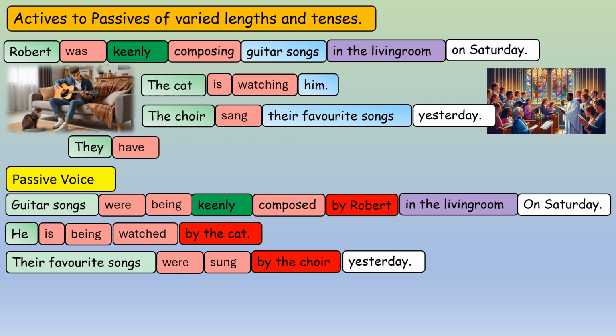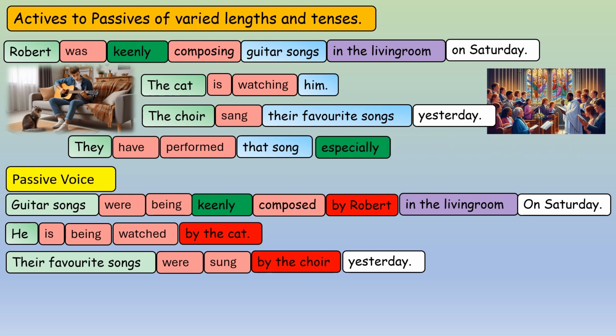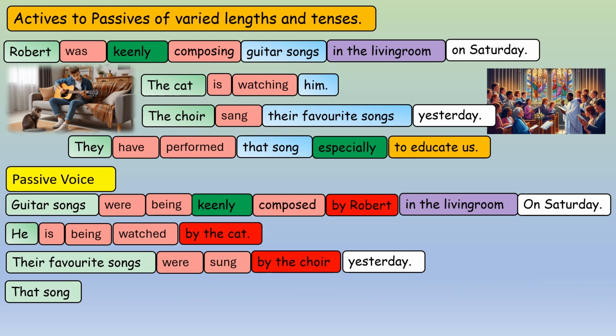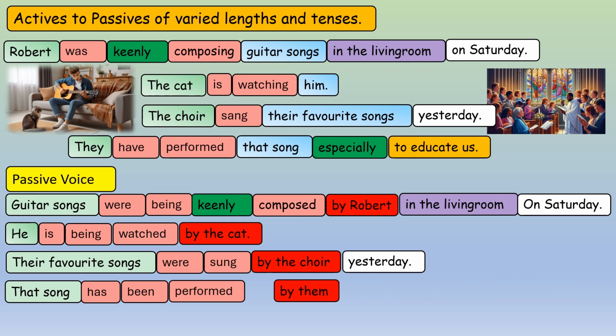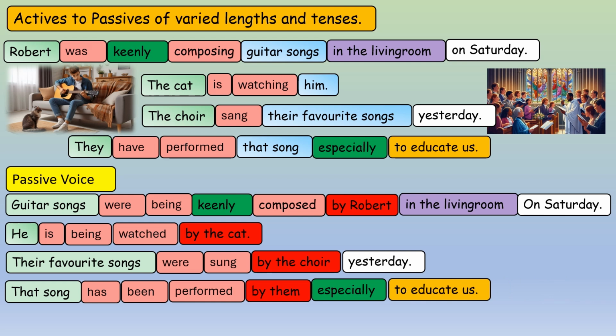Last example on this slide, they have performed. Now we have present perfect tense here. They have performed that song especially to educate us. Let's see what that looks like in the passive voice. That song has been performed by them especially to educate us. Depending on what you want to emphasize, you can move especially around here. But let's just say we settle with this rendering of the passive voice sentence.